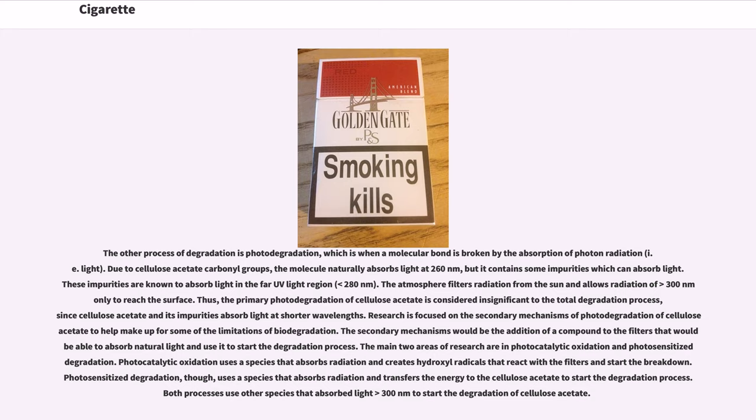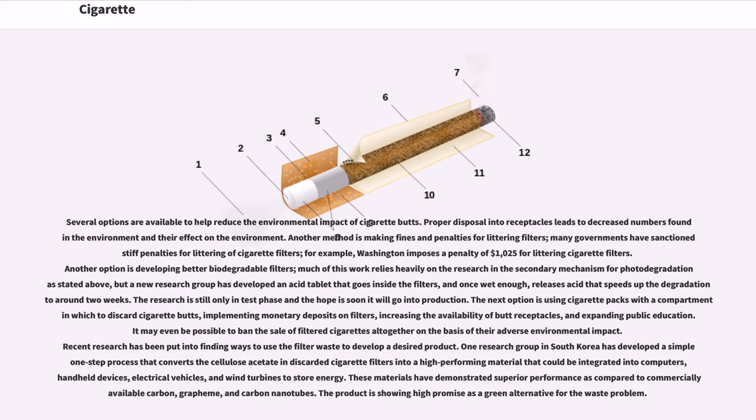Photocatalytic oxidation uses a species that absorbs radiation and creates hydroxyl radicals that react with the filters and start the breakdown. Photosensitized degradation, though, uses a species that absorbs radiation and transfers the energy to the cellulose acetate to start the degradation process. Both processes use other species that absorb light greater than 300 nanometers to start the degradation of cellulose acetate. Several options are available to help reduce the environmental impact of cigarette butts.